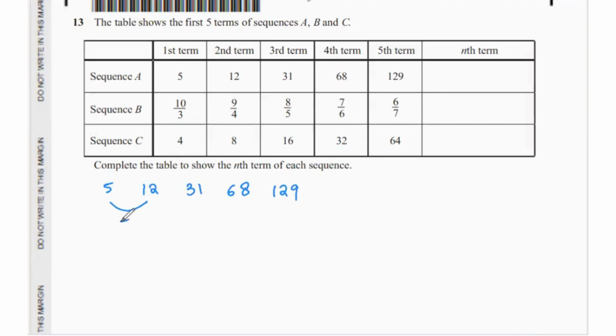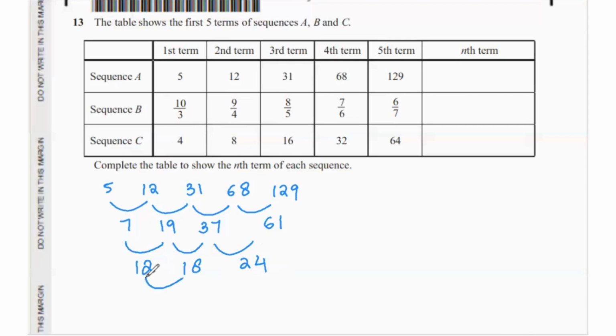So 12 minus 5 is 7. 31 minus 12 is 19. 68 minus 31 is 37. 129 minus 68 is 61. Now between 19 and 7, there's a difference of 12. Between 37 and 19, we have a difference of 18. And between 61 and 37, we have a difference of 24.